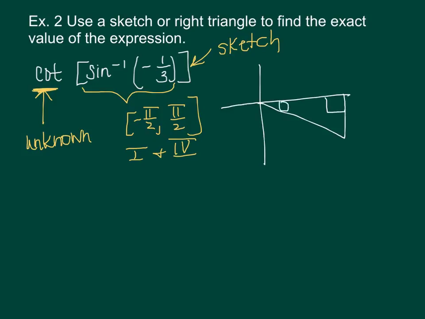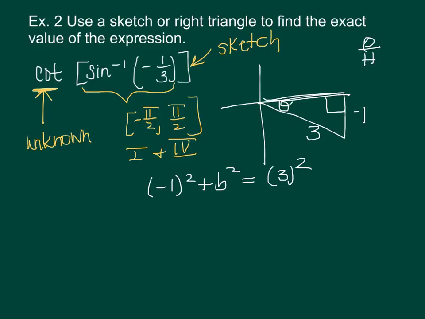Notice I always put theta in the center. Remember, sine is opposite over hypotenuse. So my opposite side is 1. So that has to be the negative 1. And my hypotenuse is 3. We need the adjacent. So I'm going to do negative 1 squared plus b squared equals 3 squared. Make sure you do your math correctly.